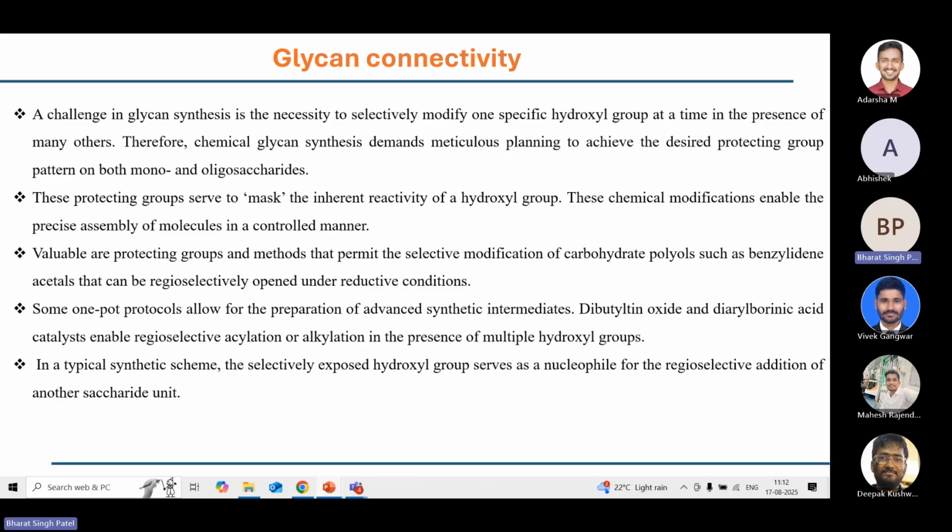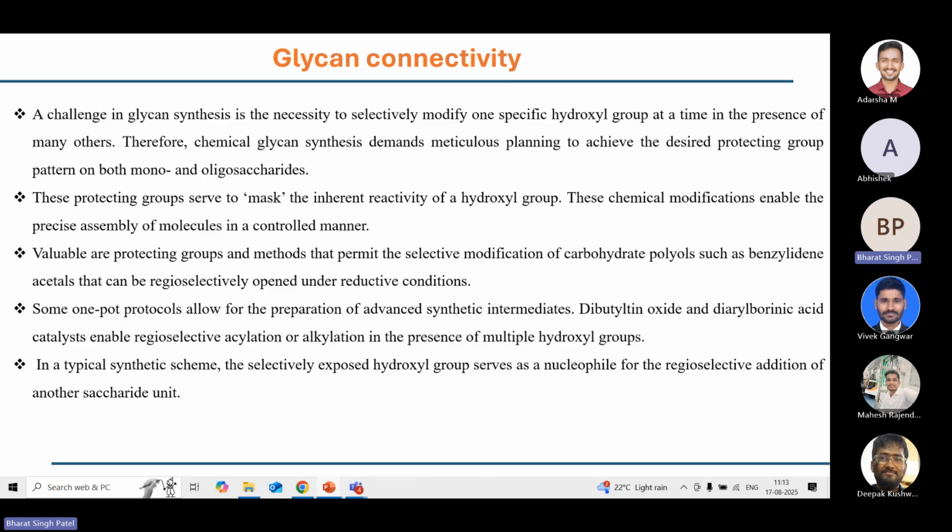Second one is the glycan connectivity. In glycan connectivity, there are still a lot of challenges because each hydroxy group has to react in the presence of other hydroxy groups. To do so, there are a lot of protecting groups that can be orthogonally protected and deprotected in the system. And those protecting groups can work for the monosaccharide as well as the oligosaccharides.